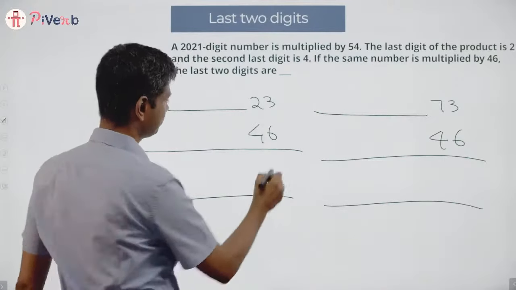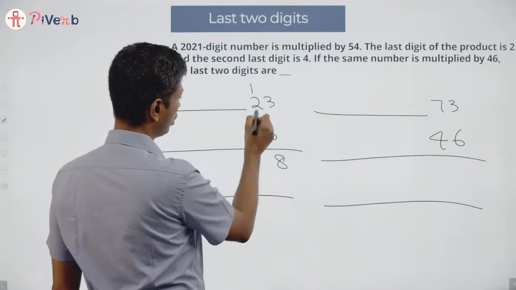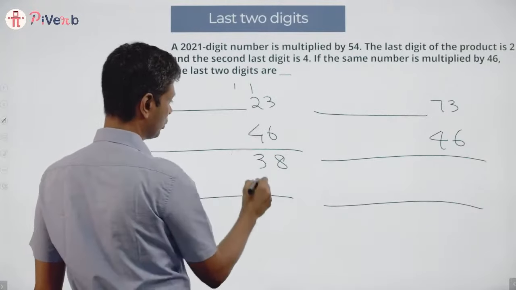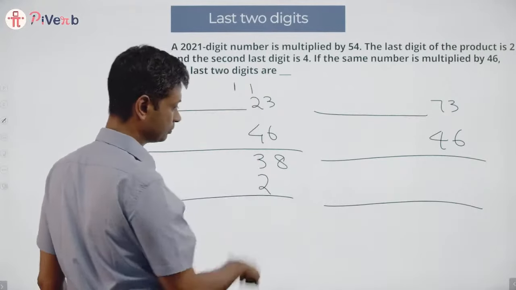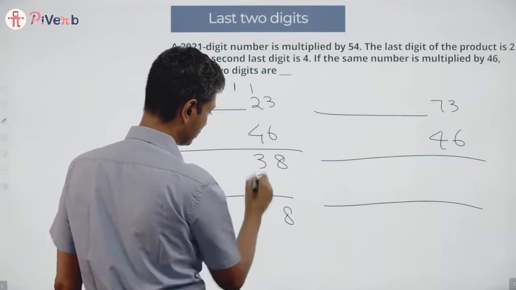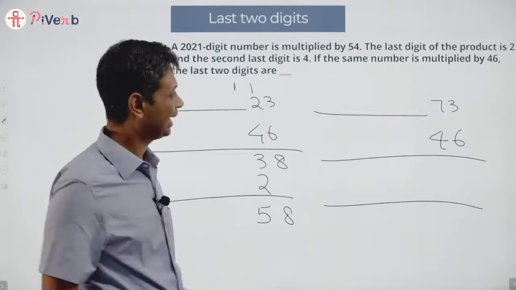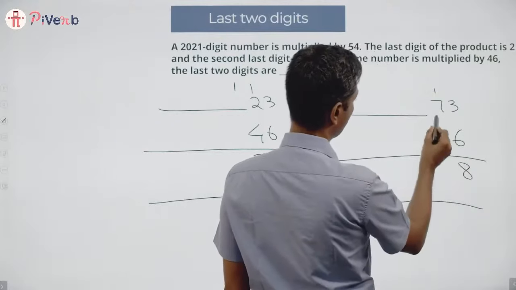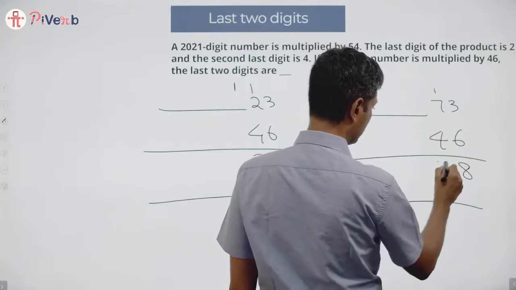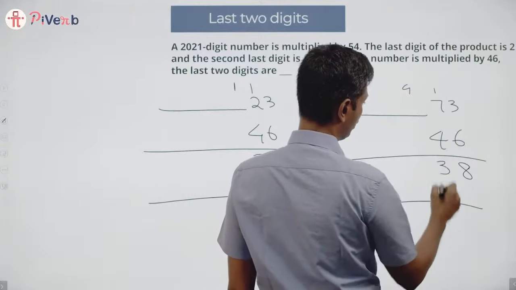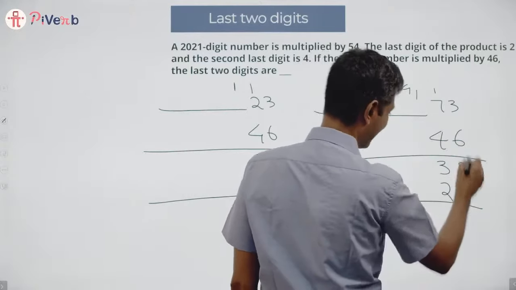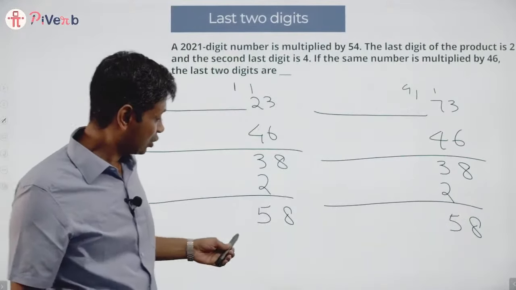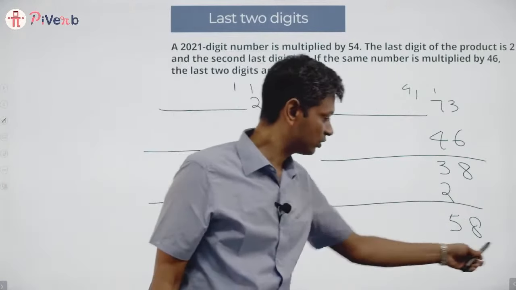6 3s are 18. 8, 1. 6 2s are 12. 12 plus 1, 13, 3, 1. 4 3s are 12, 2, 1 carried over. Or this will be 8, 3 plus 2 is 5. Likewise here, 6 3s are 18, 8, 1. 6 7s are 42, 42 plus 1, 43, 3, 4 carried over. 4 into 3, 12, 2, 1 carried over. Add these two, 8 and 5. Or the last two digits in both cases is 58.